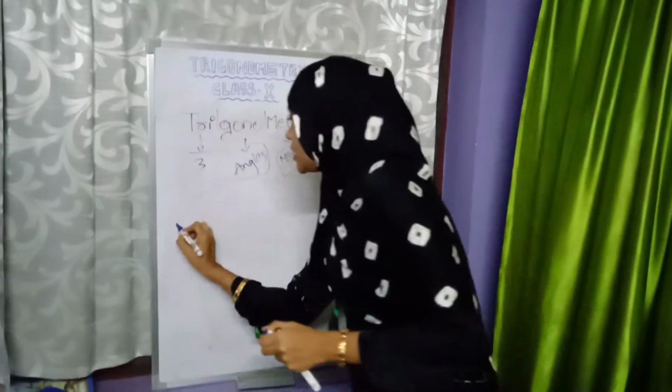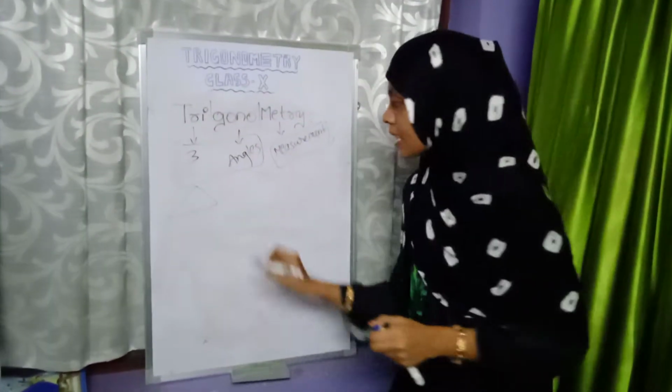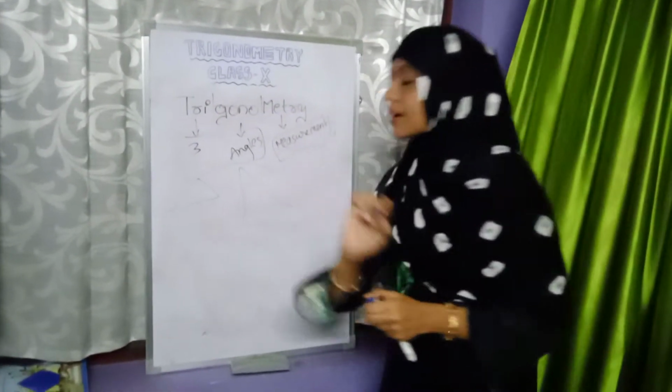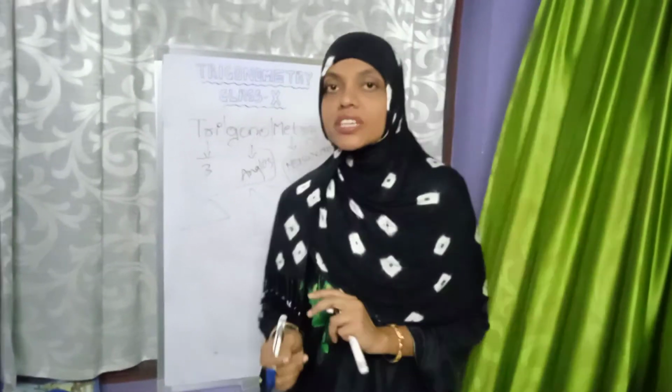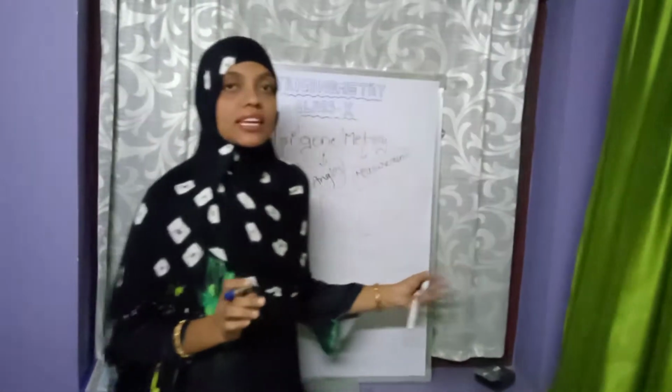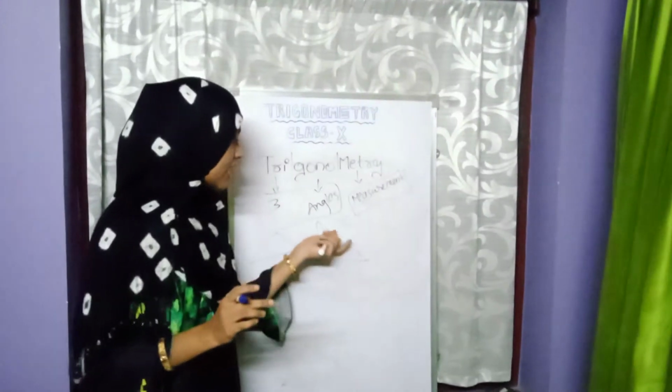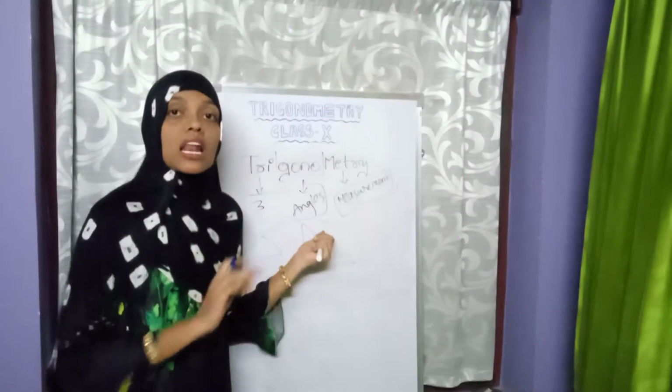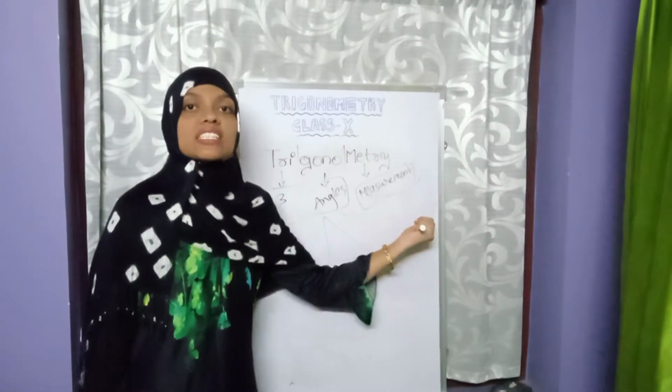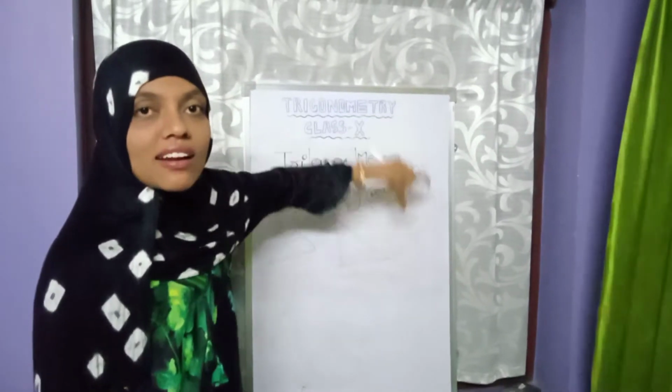Trigonometry mainly deals with the shapes triangles and right angle triangles. So what is a right angle triangle? In a right angle triangle, one angle is 90 degrees and the side opposite to it, the largest side, is known as the hypotenuse. That is known as the right angle triangle.